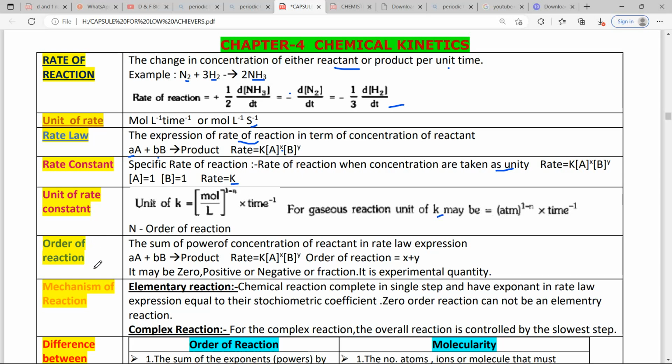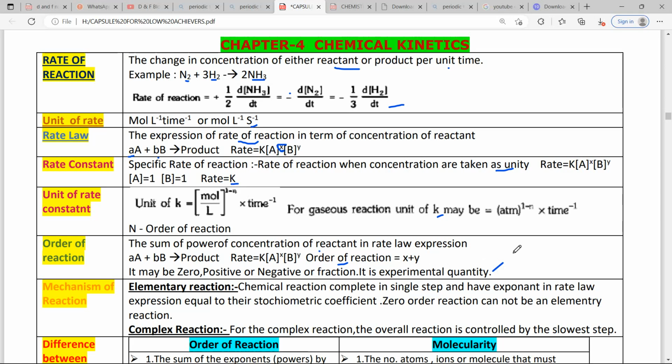Order of reaction is nothing but the sum of the powers of concentration in the rate law expression. Here this is the rate law. So x plus y is the order of the reaction here. It may be 0, positive or negative, or a fraction. So it is an experimental quantity. That is the order of the reaction.